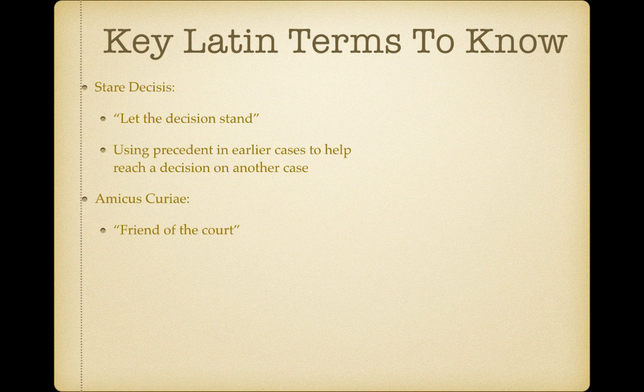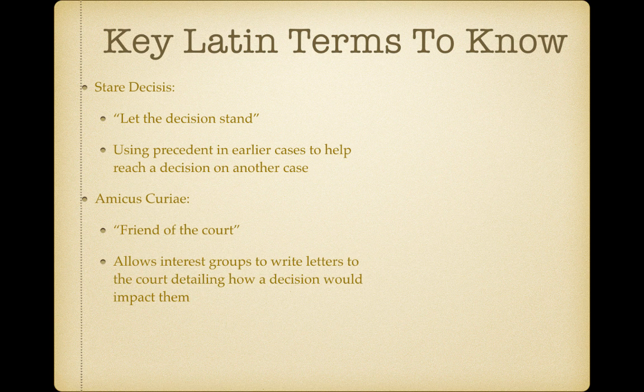Amicus curiae means friends of the court, and this allows interest groups to write letters to the court detailing how a decision would impact them. So they kind of give their opinion on, hey, this is what would happen if you rule this way. This is how it would affect us.